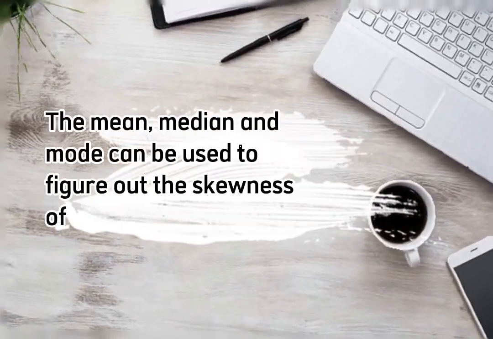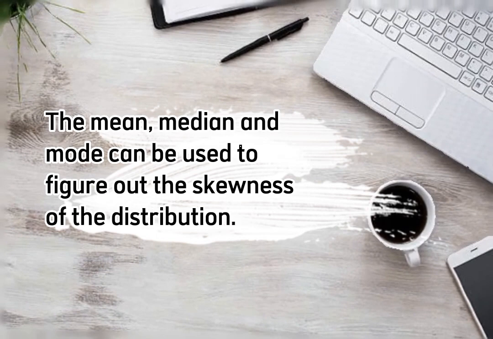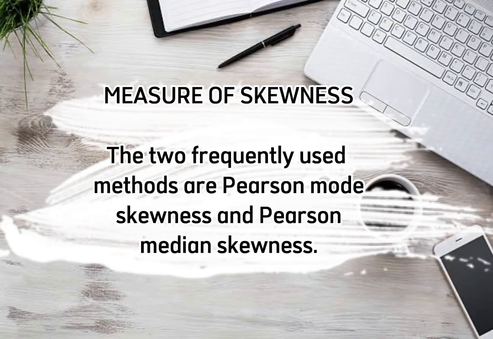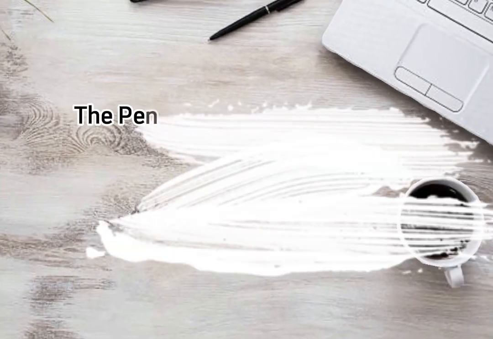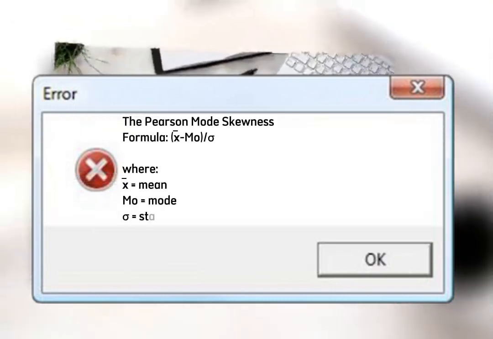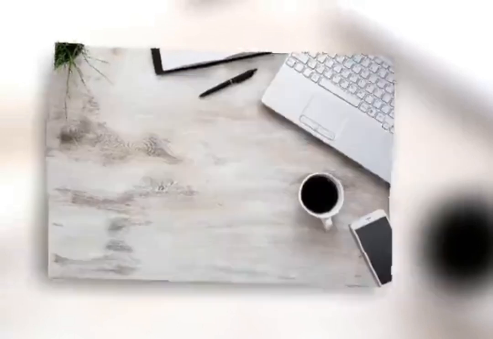The mean, median, and mode can be used to figure out the skewness of the distribution. Measure of skewness. The two frequently used methods are Pearson mode skewness and Pearson median skewness. The Pearson mode skewness, also called Pearson's first coefficient of skewness, is used when a strong mode is exhibited by the sample data. The Pearson mode skewness formula: mean minus mode over the standard deviation, where x bar is the mean, MO is the mode, sigma is the standard deviation.